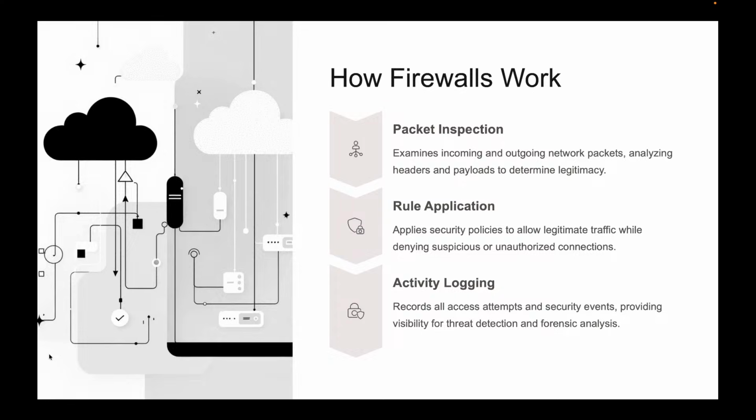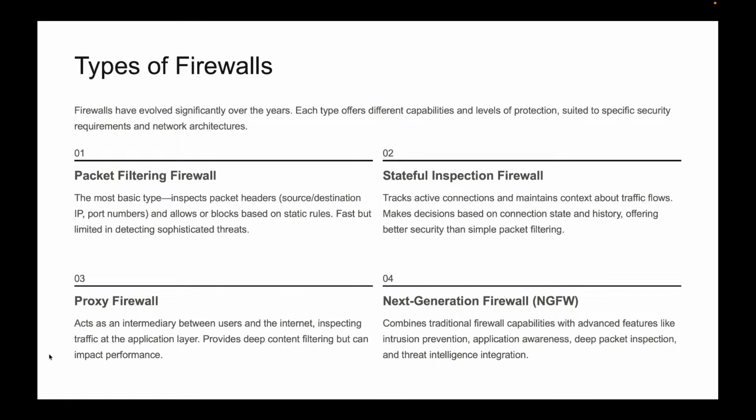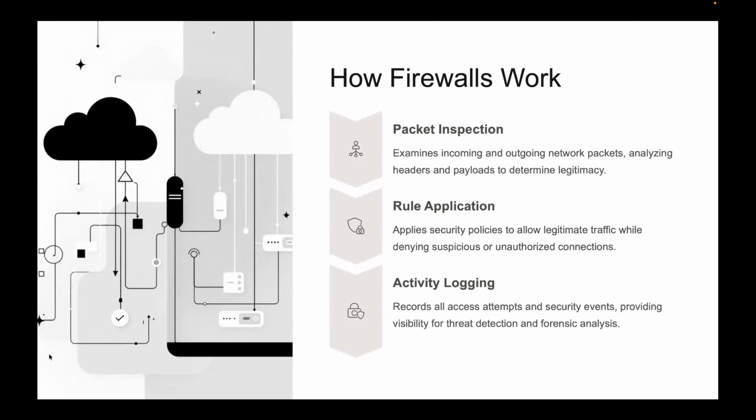So we have seen what a firewall is, how the firewall works, and what the types of firewall are. So how does it really work? The first one is packet inspection. As you have seen, firewalls have the responsibility of scanning packets. That is where the first step works.